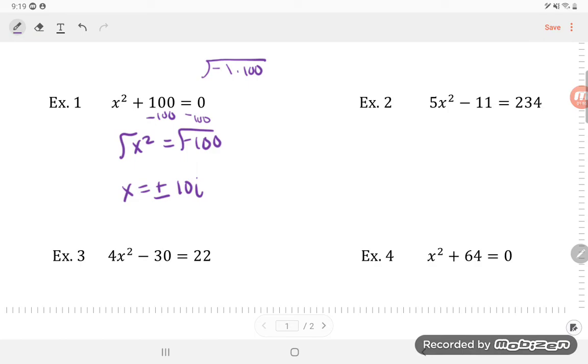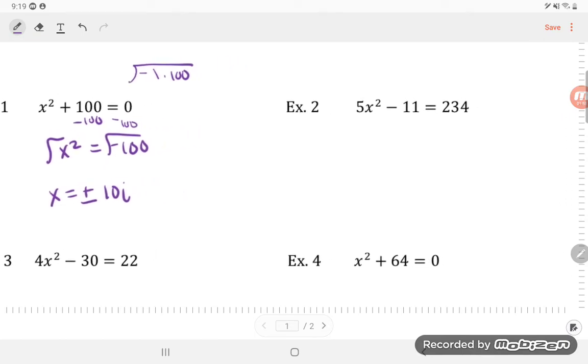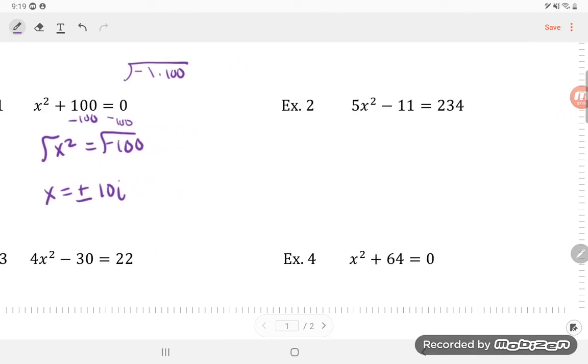For example 2, I have 5x squared minus 11 equals 234. I am going to add 11 to both sides of the equation. I have 5x squared equals 245. Divide both sides by 5, and I'm left with x squared equals 49.